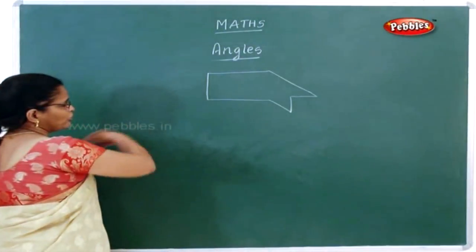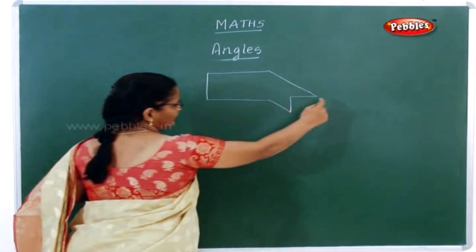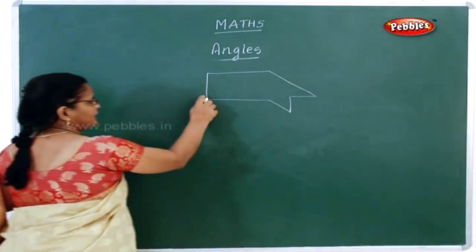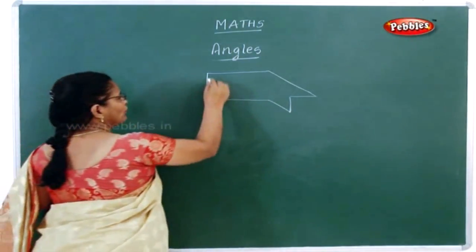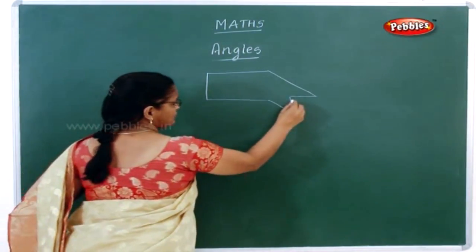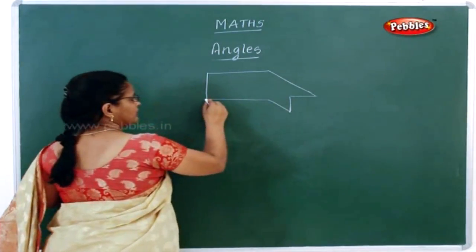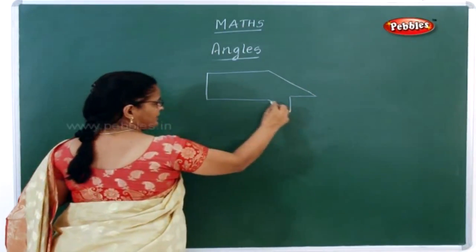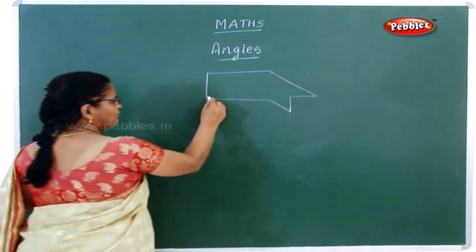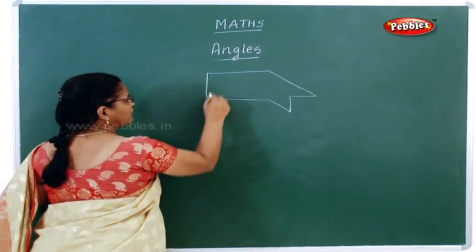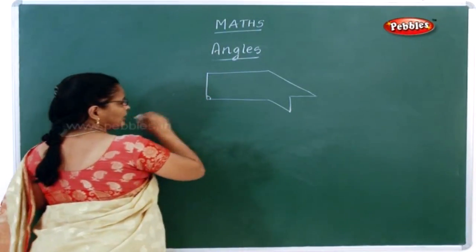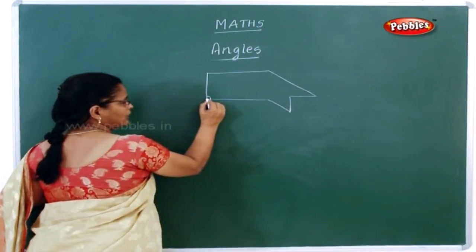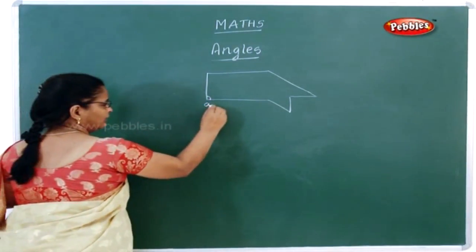See, John went from home to the post office, and from the post office he used this way back to home. Now what is this? This you call a shape. And what is a shape? The shape is made up of lines. And these lines all meet at one place. So this meeting place or meeting point is called a vertex, and this vertex is called an angle.